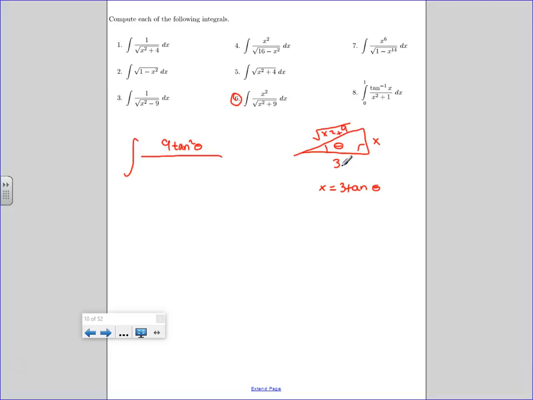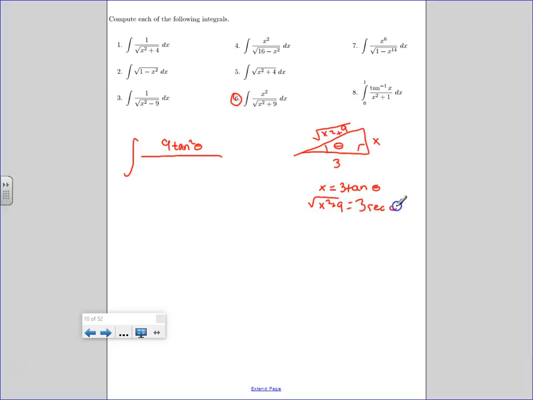Which is the flip of adjacent over hypotenuse, secant, good. So then we have the square root of x squared plus 9. We can move the 3 to the other side, right? So we'll have 3 secant theta.